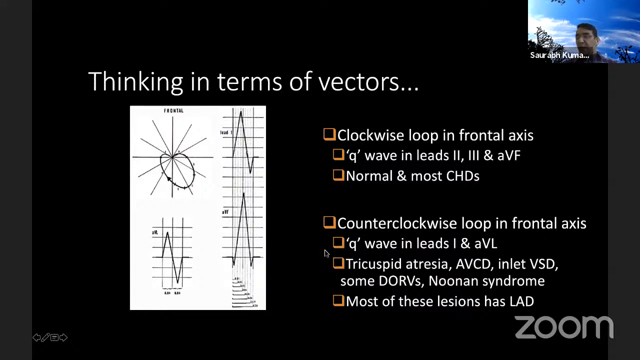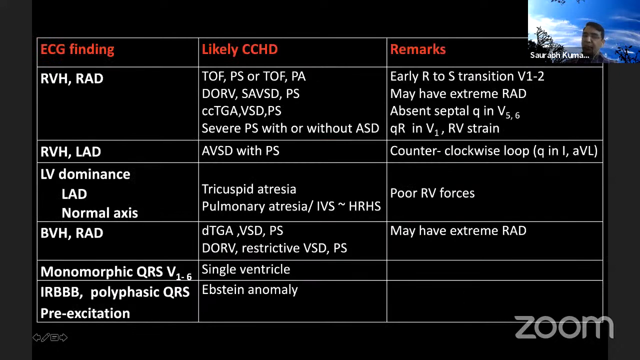So if you're finding left axis deviation in the setting of congenital heart disease, and if there is a counterclockwise loop, think of these conditions, and that again narrows down the possibilities. Now, this is the summary slide of ECG findings, by which we can, out of different tetralogy physiology, decipher whether it is more likely to be typical tetralogy or less likely to be typical tetralogy.